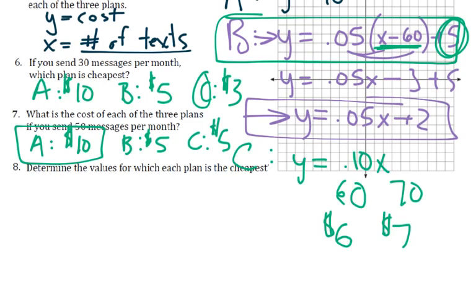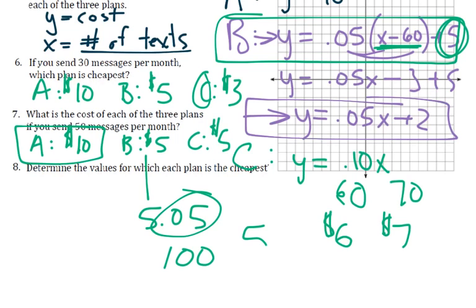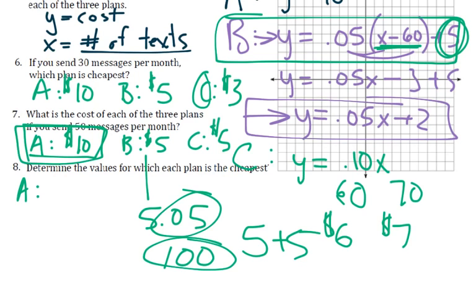Well, at 61 texts, B would be $5.05, right? So a way to think about it is, if I have 5 cents, I'd have to send 5 cents a piece. I'd have to send 100 texts to get it to be another $5. So 100 texts would give me $5 plus $5, so it would give us $10, so it would be the same as A. So for A to be the cheapest, you're going to have to send over 100 texts, which I'm sure a lot of you already do way more than that, so that's not a big deal. Okay, so for A to be the cheapest, you'd have to go over 100 texts, so more than 100 texts.